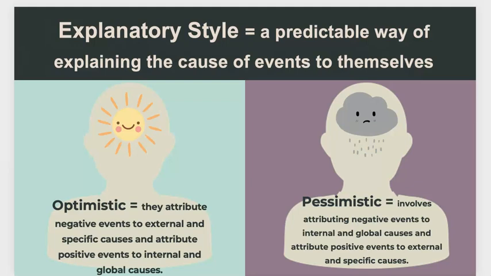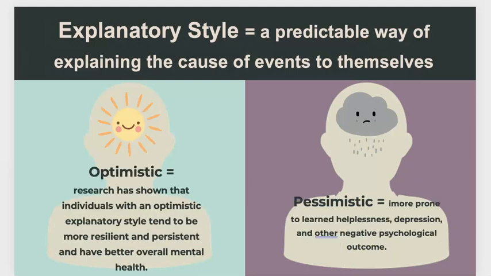Okay? So what we need to understand is explanatory styles have a significant impact on individuals' motivation, emotional well-being, and overall mental health. Through the research that our fellow psychologists have done, we know that individuals with an optimistic explanatory style tend to be more resilient, persistent, and have better overall mental health compared to those with that pessimistic style. That negative energy takes something away from you. Learned helplessness, depression, and other negative psychological outcomes come from having that pessimistic view. These can be changed with time and practice, but it's going to take work and effort on the part of the individual. You can't change somebody. They have to want to change themselves.